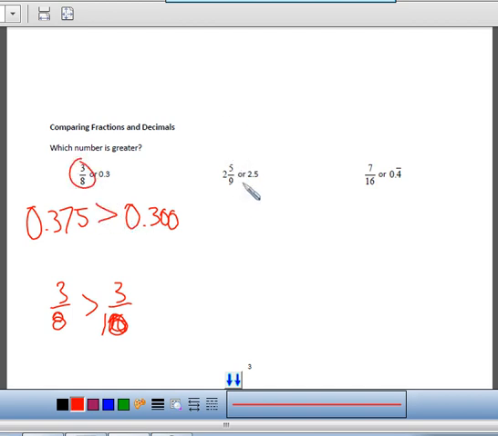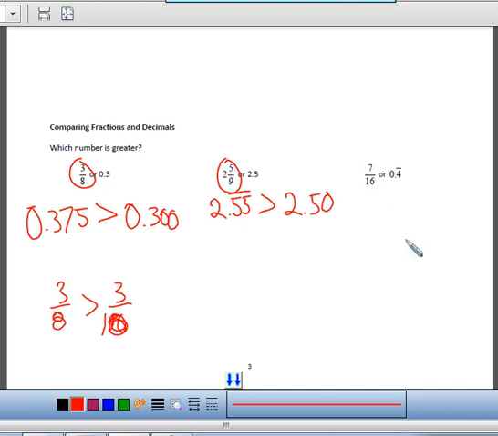2 and 5/9 or 2.5. 2 and 5/9 is 2.5 with a repeating 5. So if I were to expand this out one more, it had 55. 2.5 is like 2.50. So which one is bigger, 55 or 50? And it's obviously this one. So far, the first number has been the bigger number every time. Guess what? And this one, it is not.